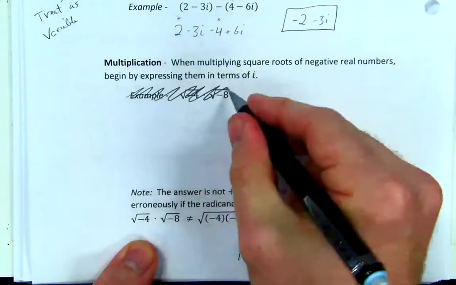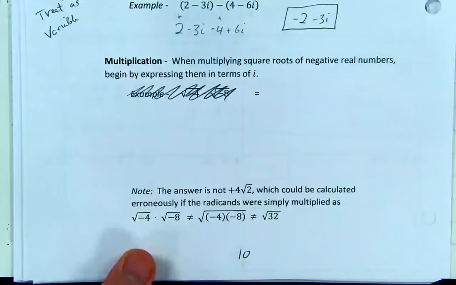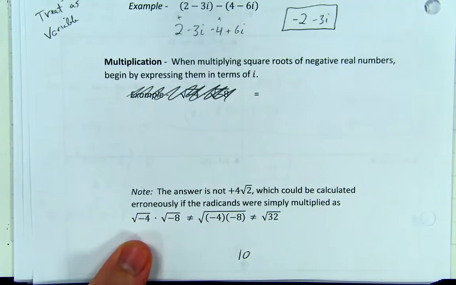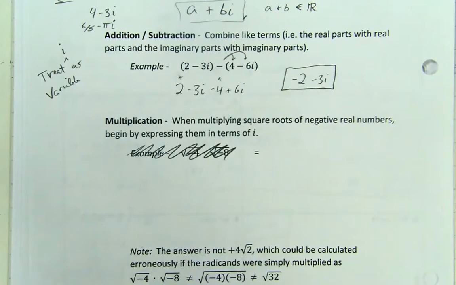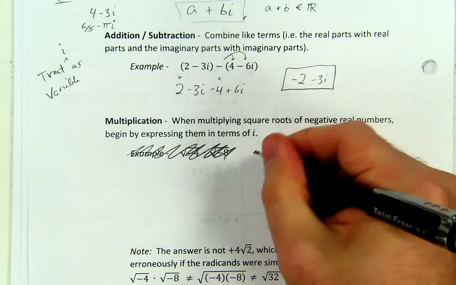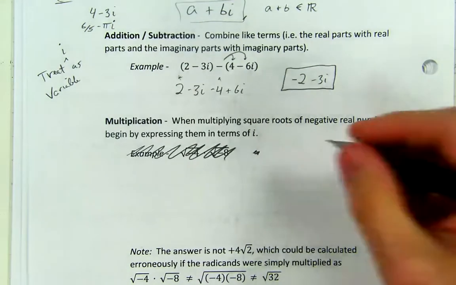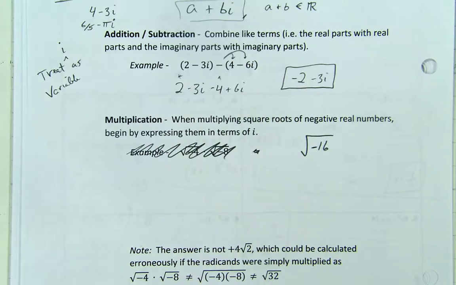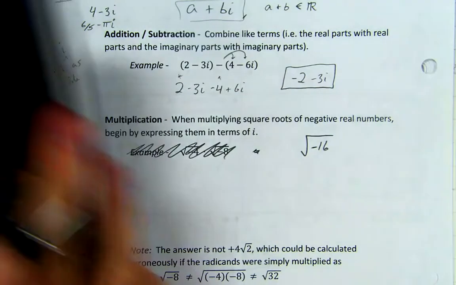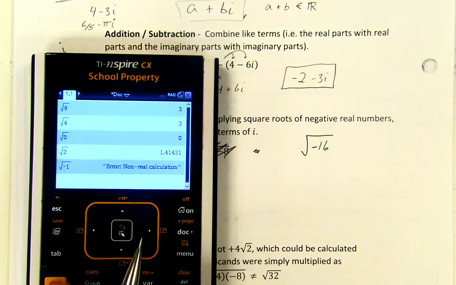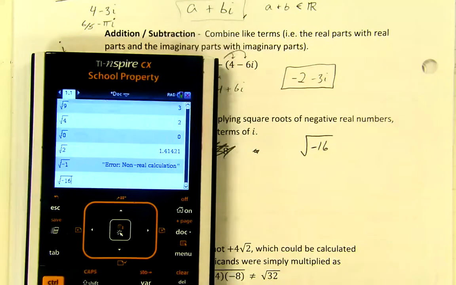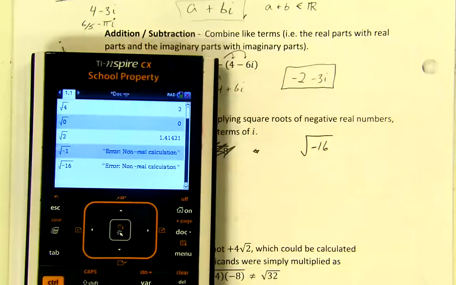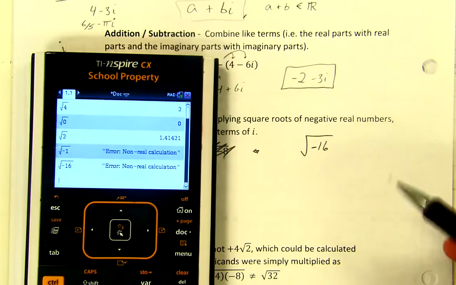Let's get rid of this example here. I want to make up some other ones. So we worked with adding and subtracting complex numbers. Let's work on simplifying them, because we're going to need to do that. If I took the square root of negative 16, again, if I wrote square root of negative 16 in my calculator, I get a non-real solution. So we have to make this in a form that works.